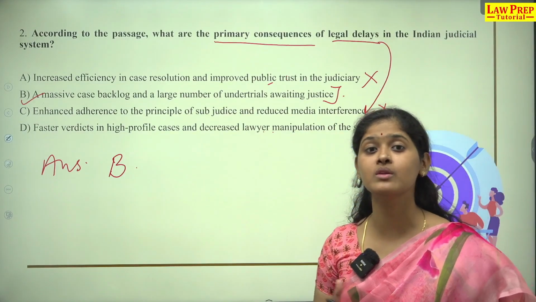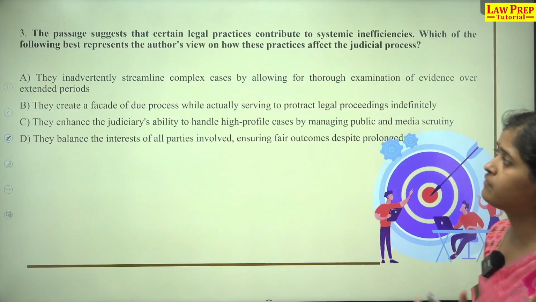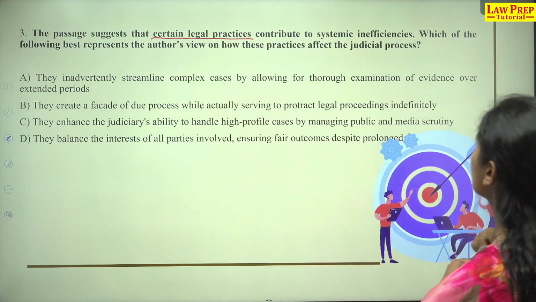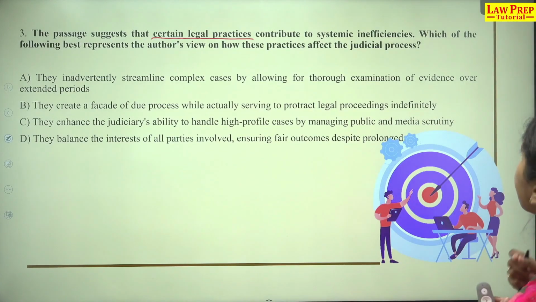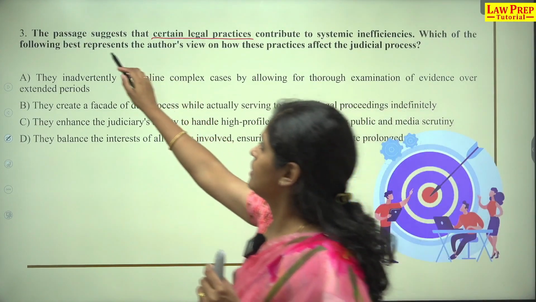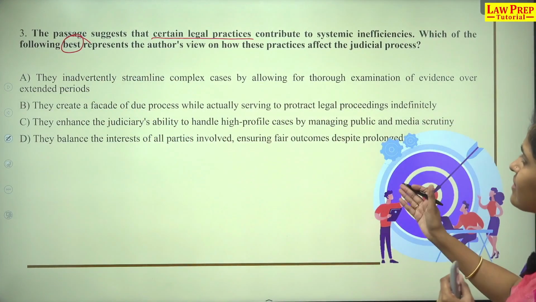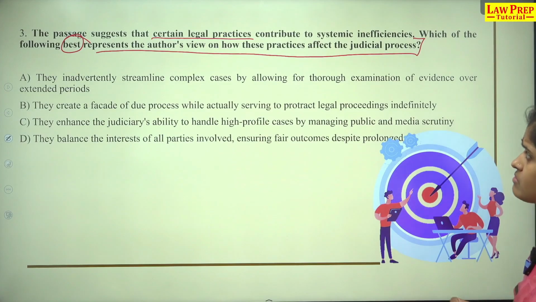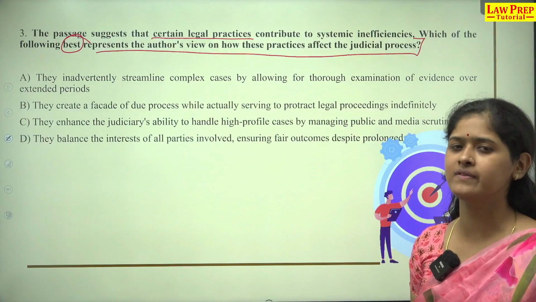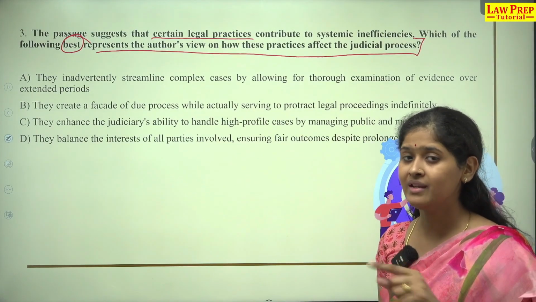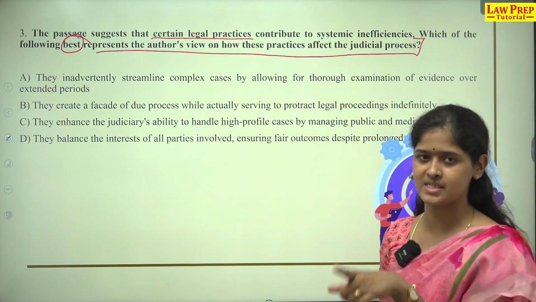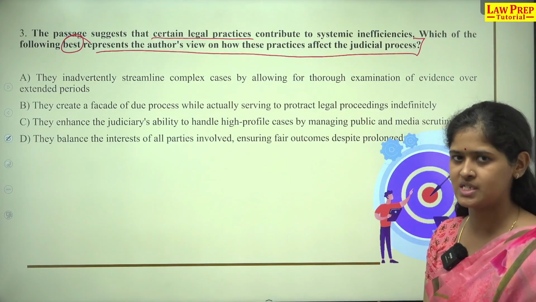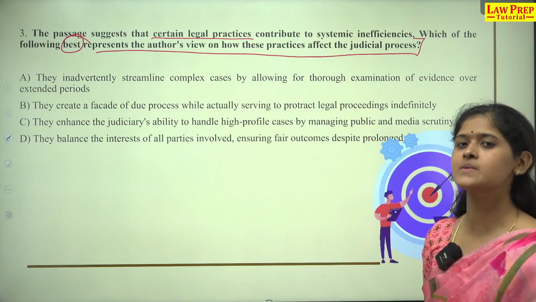What we are trying to do here is how to think correctly about the question and the options that follow. Next, the passage suggests that certain legal practices contribute to systemic inefficiencies. Which of the following best represents the author's view on how these practices affect the judicial process? The 2021 paper had similar kinds of questions. Certain legal practices, systemic inefficiencies: the author has written that the advocates and the experts delay the verdicts and then still lose the case. That's the inefficiency. That's the practice which leads to legal delays. Legal delay is a systemic inefficiency. And what's the practice? The delay caused by advocates and experts.